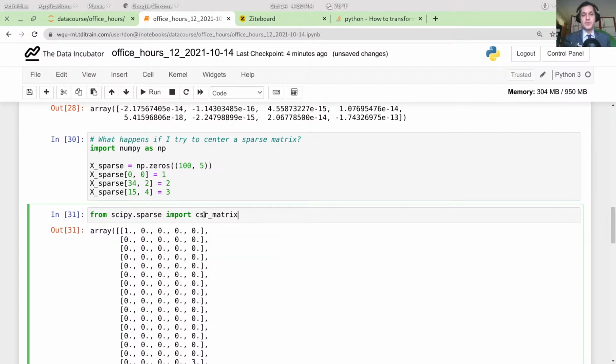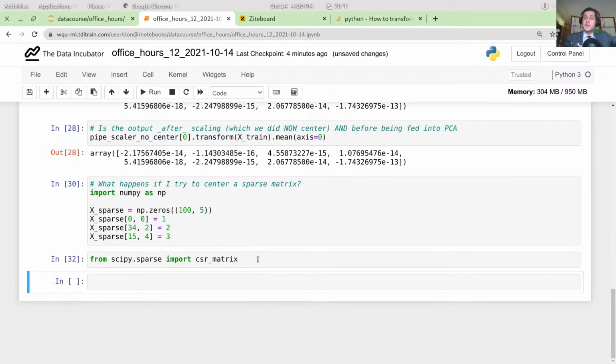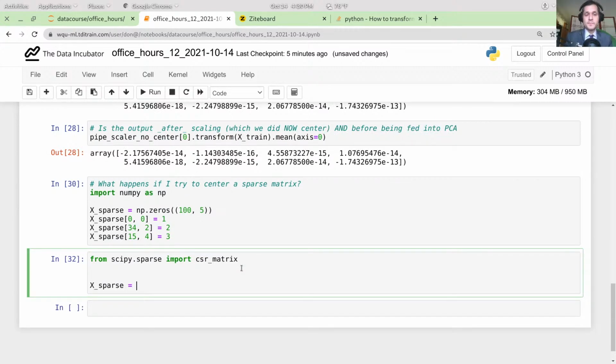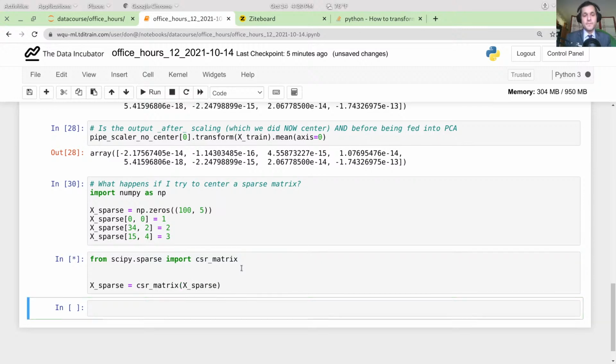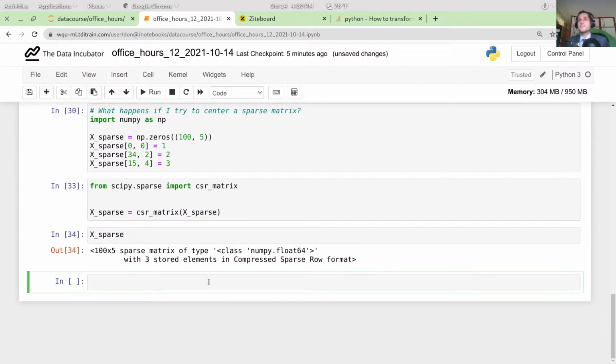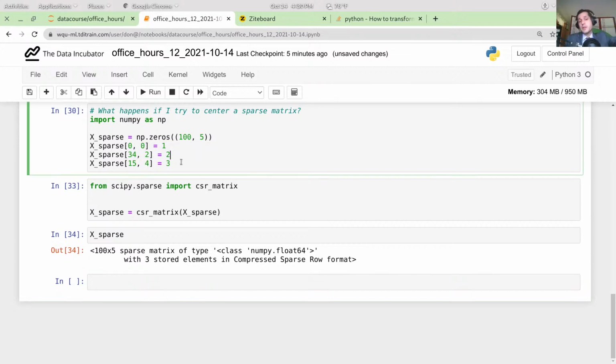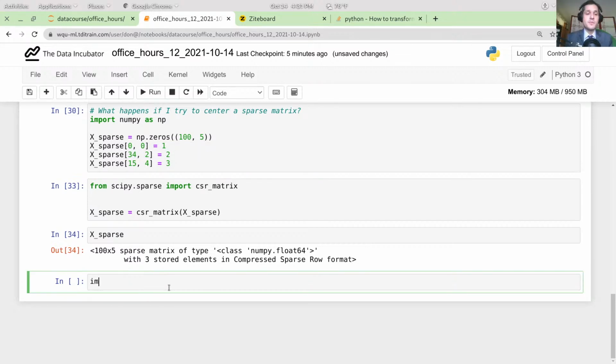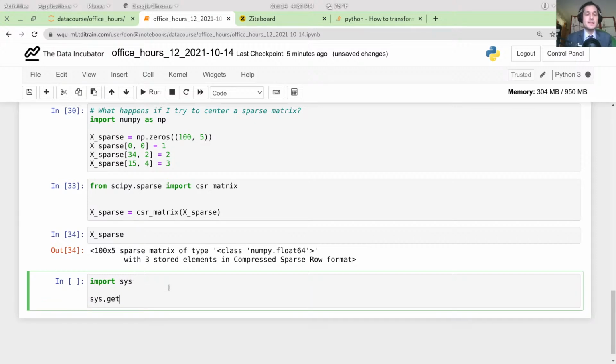CSR matrix. There are various ways we can create sparse matrices underneath the hood. Let's not get into that. But there are various variations of this sparse idea, and how it's best implemented. And now I have my sparse matrix. It tells me that it's 100 by 5, and I'm storing 3 elements, which makes sense because there are only 3 non-zero values. So in fact, I can probably do something like import sys, and say sys getsizeof.